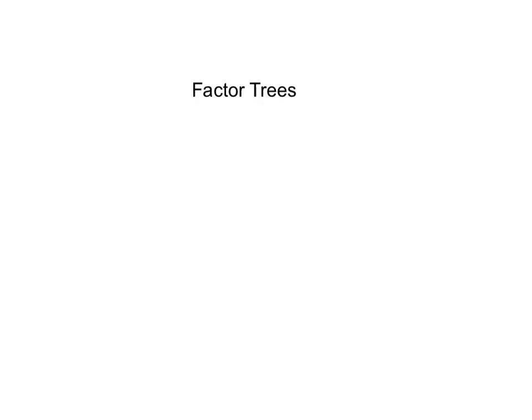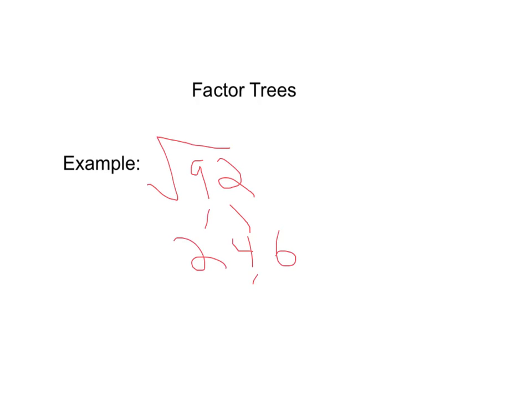The first step of simplifying a radical is to simplify the parts of the radical, which means using factor trees. Let's look at an example. Let's try 92. First, you have to think of two factors that make up 92. 2 and 46. And then, two factors that make up 46.